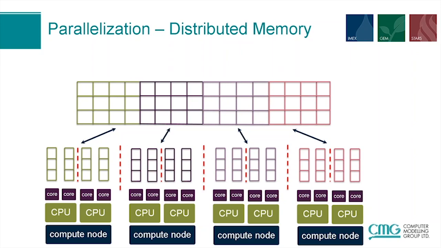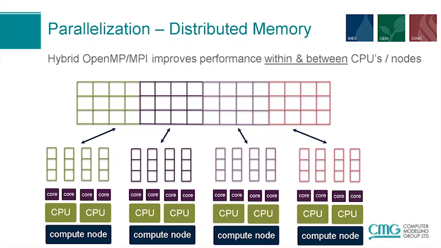So we solve that by using a hybrid OpenMP MPI technique. Now this improves performance within a CPU using OpenMP, as well as between different CPUs and different nodes. So MPI allows for better communication between CPUs, which have different memory banks, as well as better communication between compute nodes, which are two separate computers connected via a network.